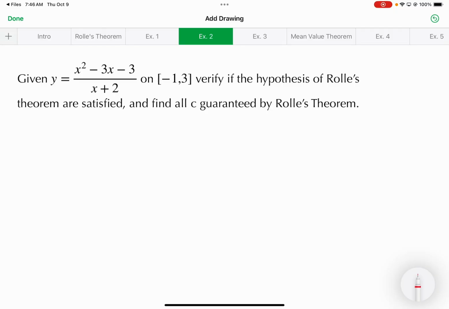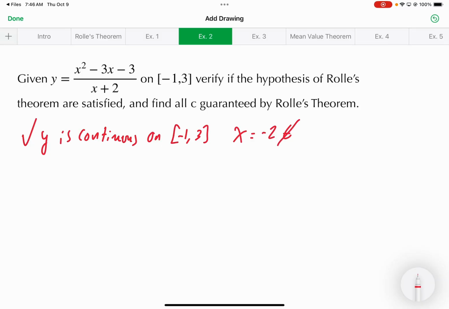Yeah, so it's not continuous at what value? -2. However, it needs to be continuous on our closed interval. And since -2 is not a part of that interval, I can say that my function is continuous on that interval. So I can say that y is continuous on the interval from -1 to 3, because x equals -2 is not an element of -1 to 3. So -2 would be our issue, not on that interval though, so we're cool.